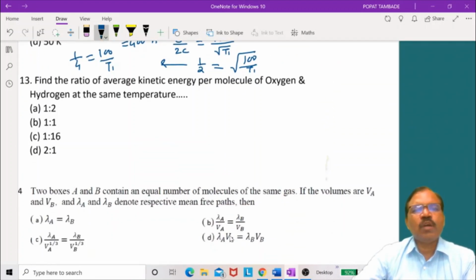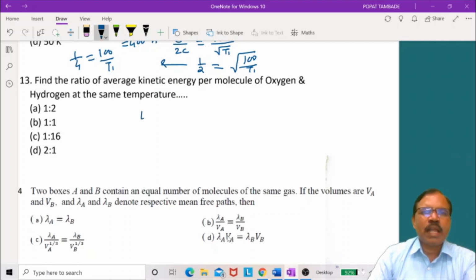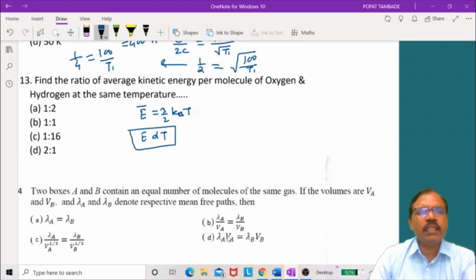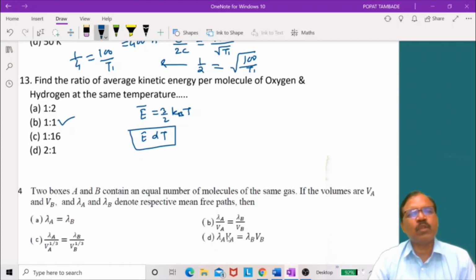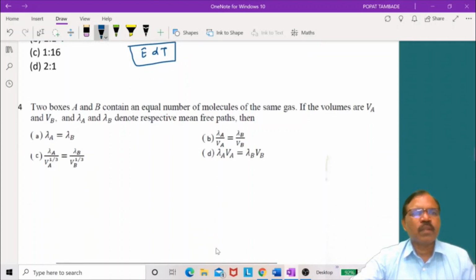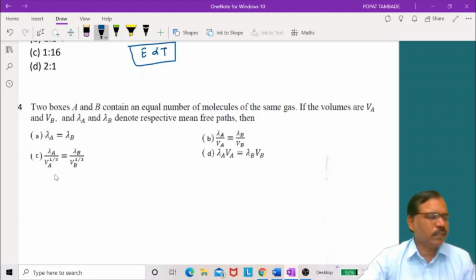Now find the ratio of average kinetic energy per molecule of oxygen and hydrogen at the same temperature. We know kinetic energy of gas is 3 by 2 kBT. So here E bar is proportional to T. It is independent of mass. So here the ratio will be 1:1 because temperature is same though mass is changing. So 1:1. Now next one, that is 14.